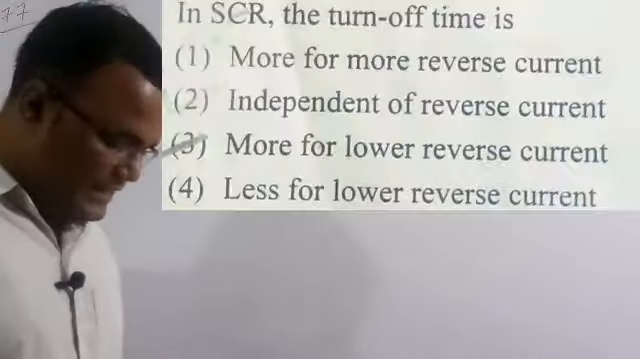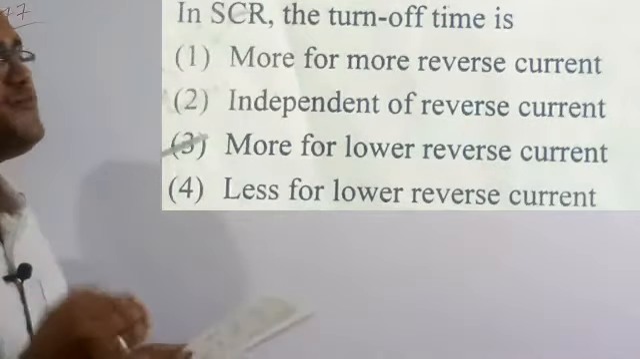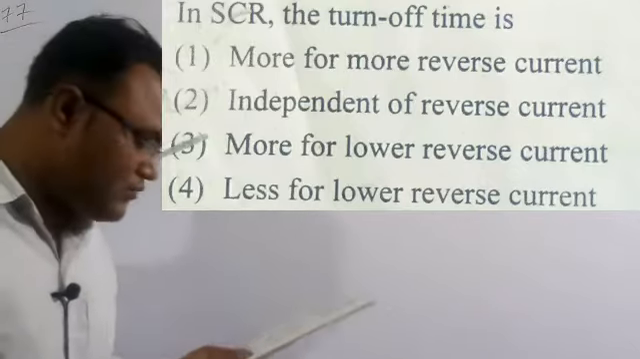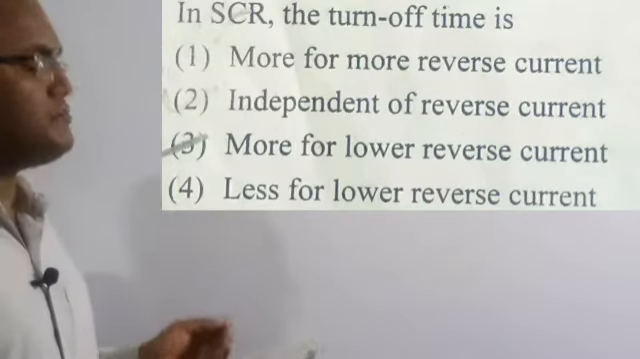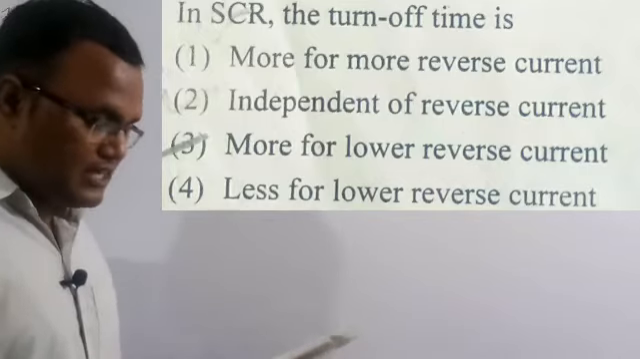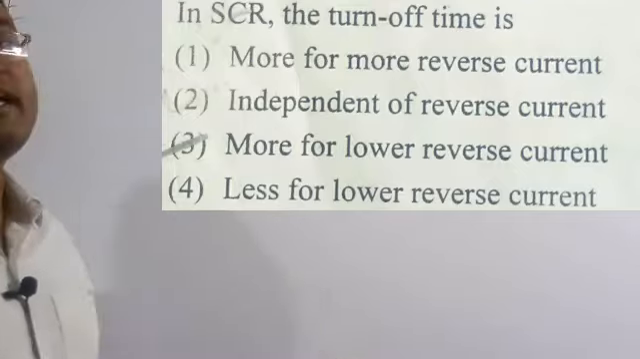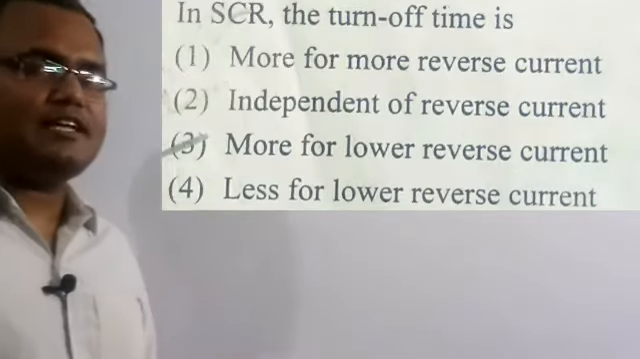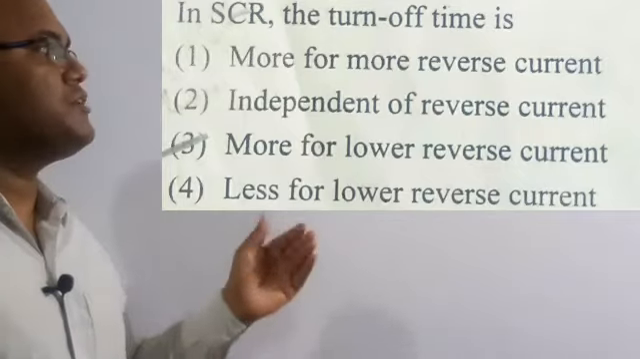Now we are going to solve the question. See the question here: in SCR, the turn off time is. We need to find the relation between the turn off time and the reverse current. In the question, option C is the correct option, which is more for lower reverse current. Now I am going to explain in a very detailed manner the relation between the turn off time and the reverse current, reverse saturation current. Option C is correct here, more for lower reverse current. Now we will discuss more about this one.